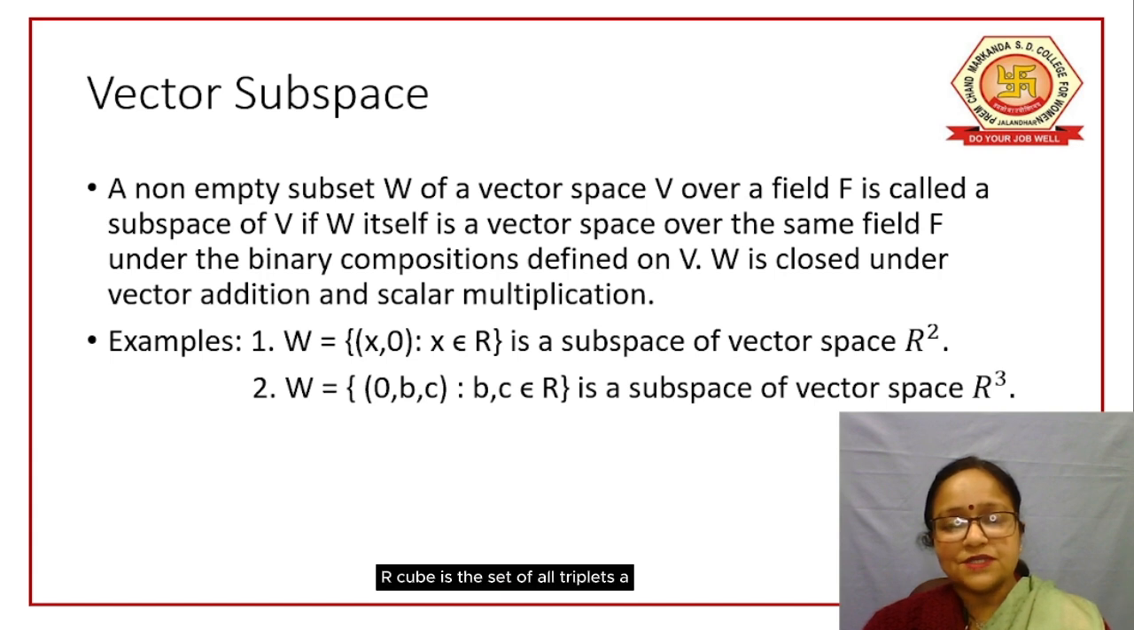R cube is the set of all triplets (a, b, c) where a, b and c belong to R. So we have taken a subset of R cube, W, where W is the set of all points (0, b, c) where b, c belong to R, or you can say W is the set of all points in the YZ plane.